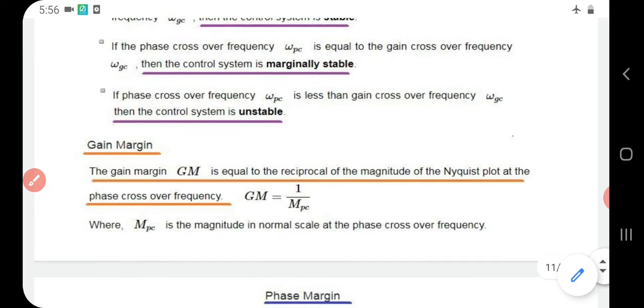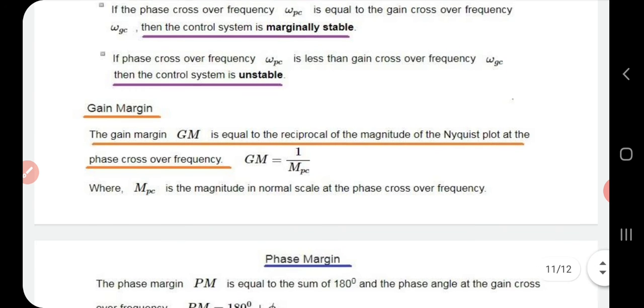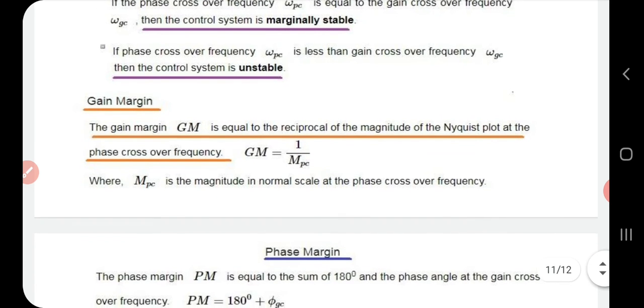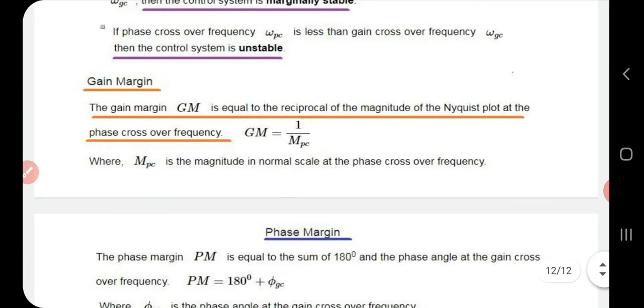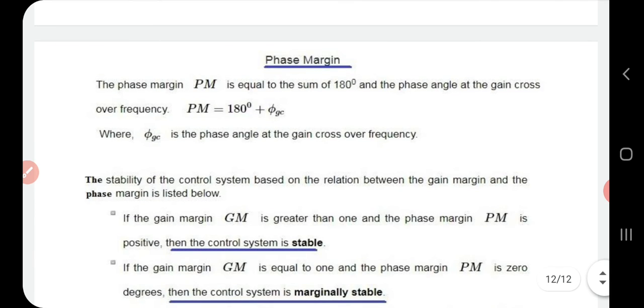Another parameter is gain margin and phase margin. Just the definitions. Gain margin GM is equal to the reciprocal of the magnitude of the Nyquist plot at phase crossover frequency. GM is equal to 1 by Mpc, where Mpc is the magnitude in normal scale at phase crossover frequency. Next, the last section is phase margin. It is PM. It is equal to the sum of 180 degrees and the phase angle at gain crossover frequency. That is, PM is equal to 180 degrees plus phi gc.